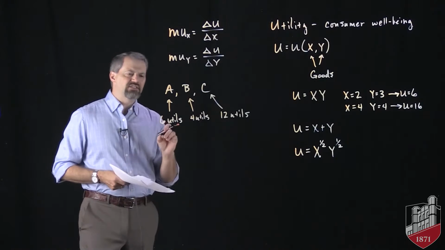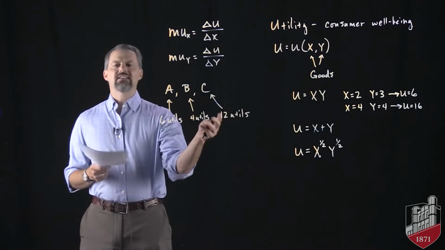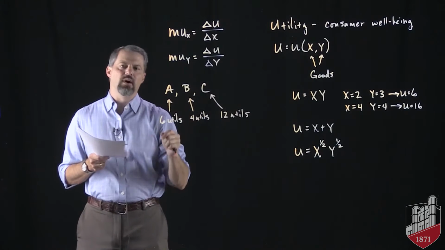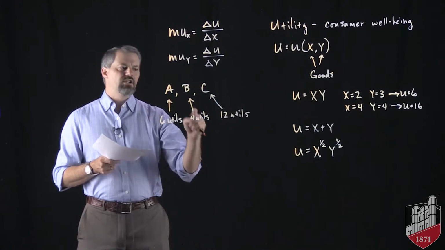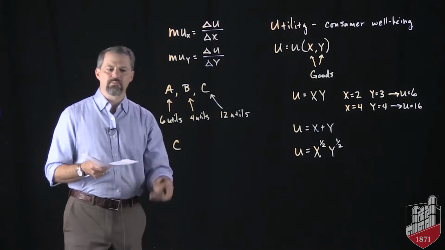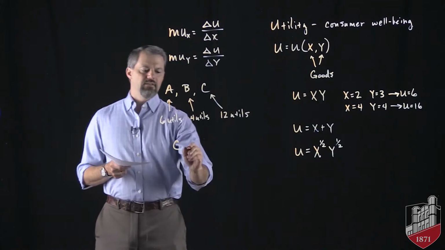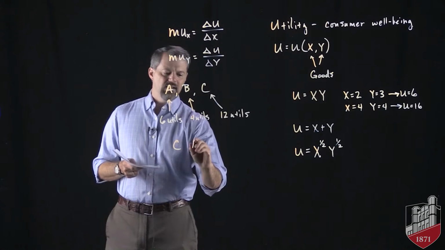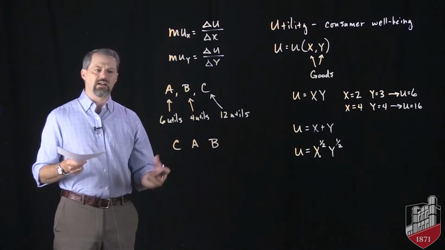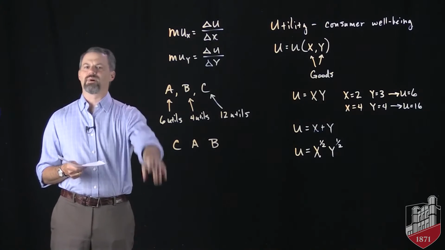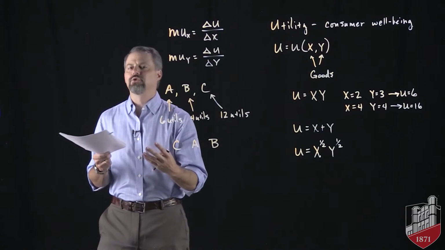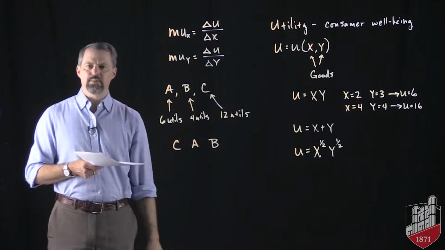So if we ask the consumer to rank these bundles in terms of how much they liked them, how much well-being each bundle provided them with, the consumer would rank these bundles as C, giving them the greatest amount of well-being, and then the next bundle would be A, and then the next bundle would be B. That would be the ranking that the consumer would provide us. If we asked them which bundle they like best, they would say bundle C. And if we asked which bundle they like least, they would say bundle B.